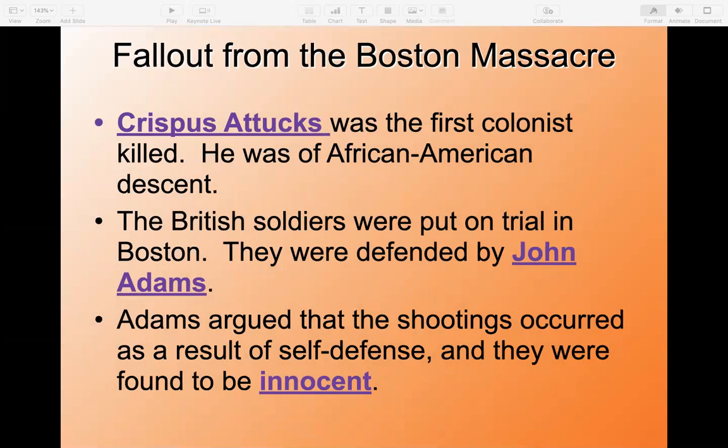So, the fallout from the Boston Massacre. Crispus Attucks was the first colonist killed. He was of African American descent. The British soldiers were put on trial in Boston and were defended by John Adams. Adams argued the shootings occurred as a result of self-defense and that they were to be found innocent.